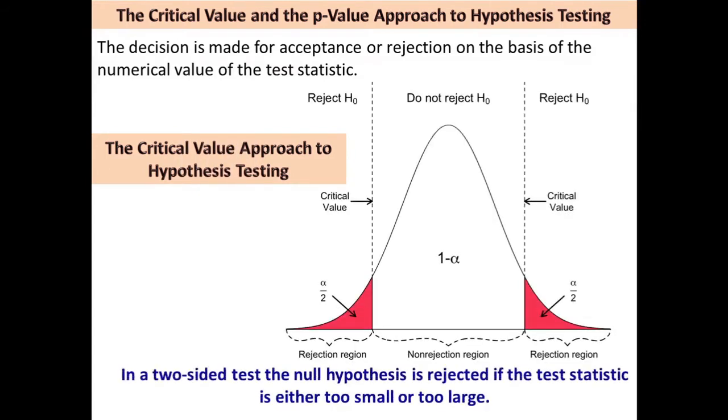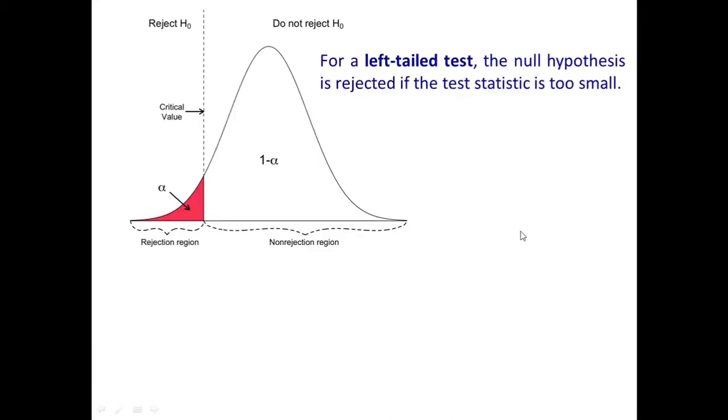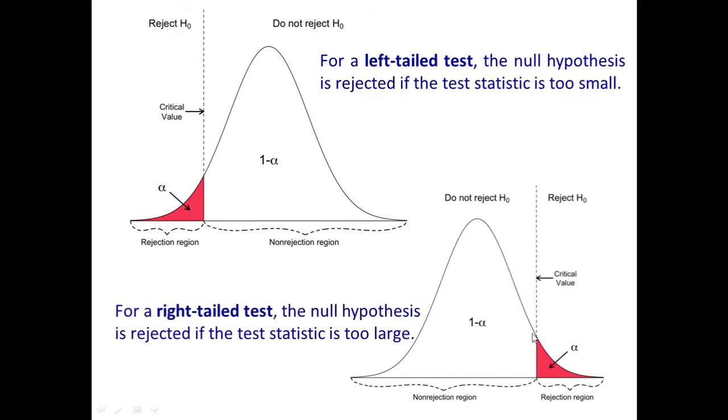In a two-sided test, the null hypothesis is rejected if the test statistic is either too small or too large. Thus, the rejection region for such a test consists of two parts, one on the left and one on the right side. For a left-tailed test, the null hypothesis is rejected if the test statistic is too small. Thus, the rejection region for such a test consists of one part which is left from the center. Whereas for the right-tailed test, the null hypothesis is rejected if the test statistic is too large. Thus, the rejection region for such a test consists of one part which is right from the center.